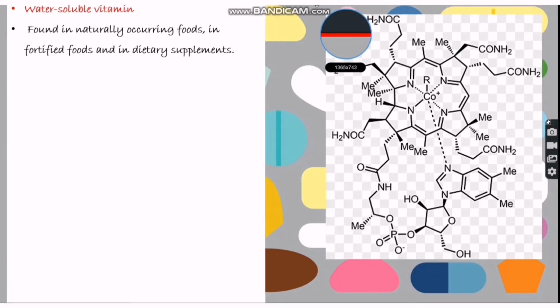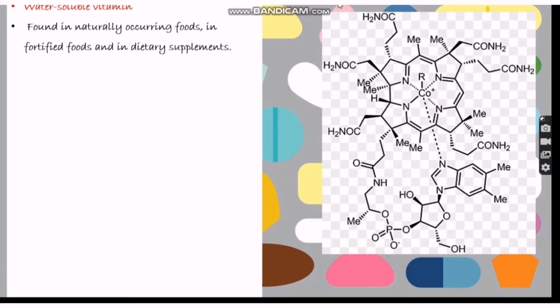So vitamin B12 is a water-soluble vitamin, which means that it is soluble in water. It is found in naturally occurring foods, in fortified foods, and in dietary supplements. Vitamin B12 has many forms, and due to presence of cobalt as a central atom, it is known as cobalamin.